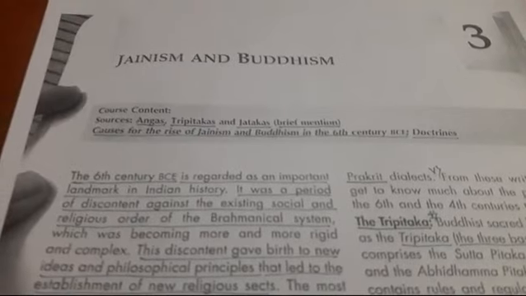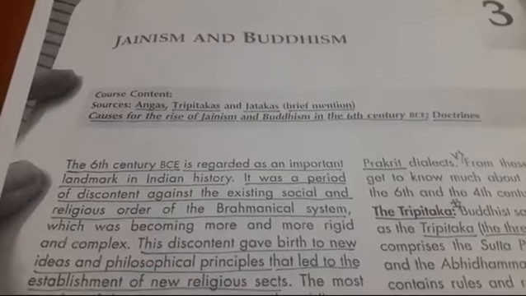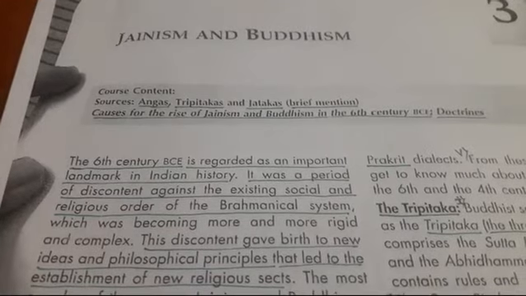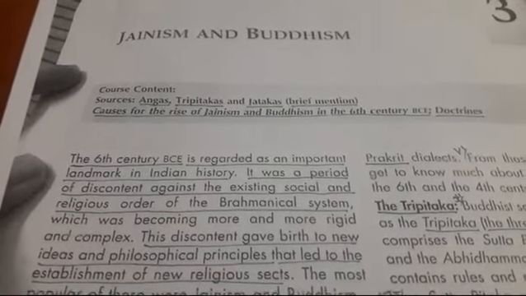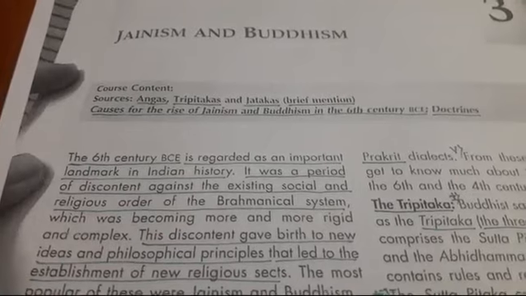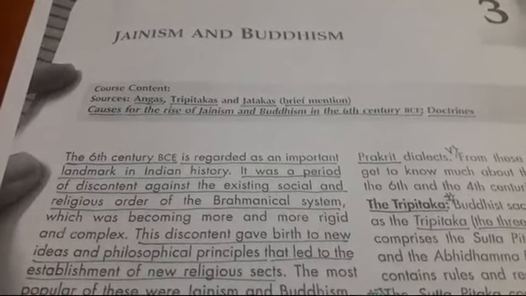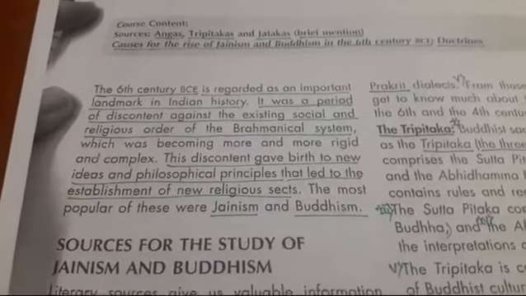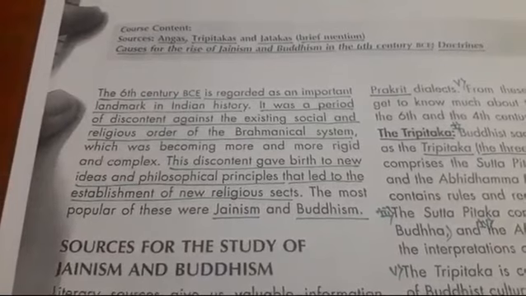Now, before going through the textbook, as per council syllabus, you have to know the scope from each and every chapter. Now the scope from this chapter: the sources, under the sources Angas, Tripitakas and Jatakas briefly mentioned. Next, causes for the rise of Jainism and Buddhism in the 6th century BCE, and the last scope from this chapter, that is doctrines.